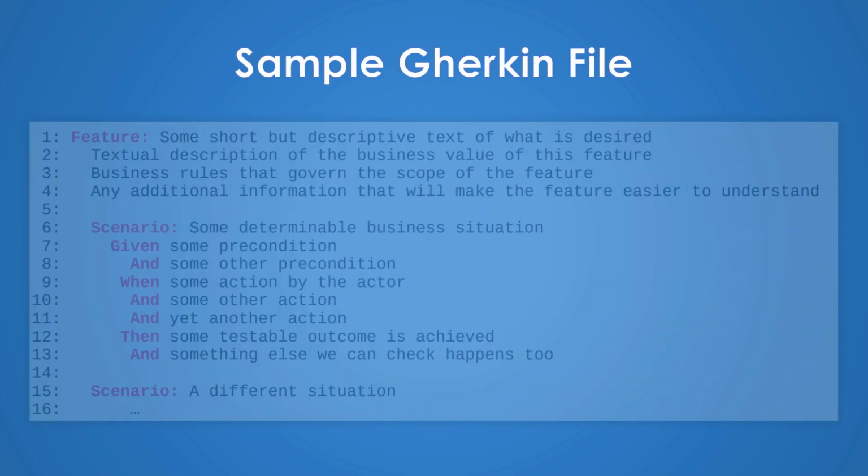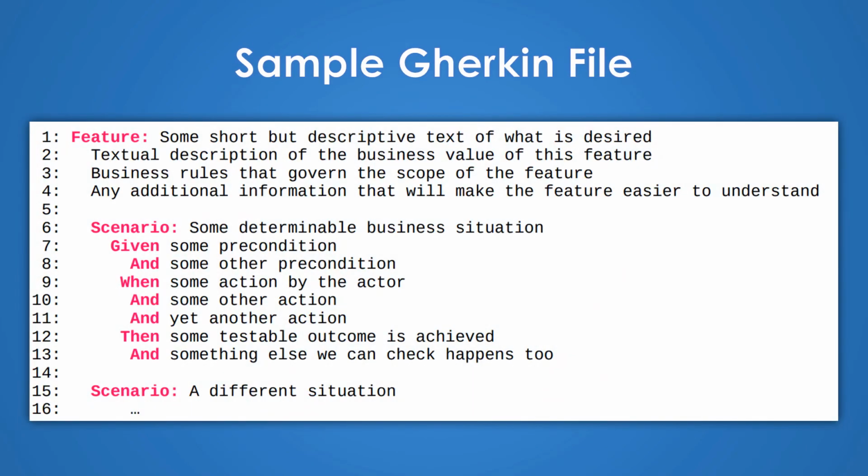Now, have a look at this sample feature file. First line starts the feature. Lines 2 to 4 are unparsed text, which is expected to describe the business value of this feature. Line 6 starts a scenario. Lines 7 to 13 are the steps for the scenario. Line 15 starts the next scenario and so on.